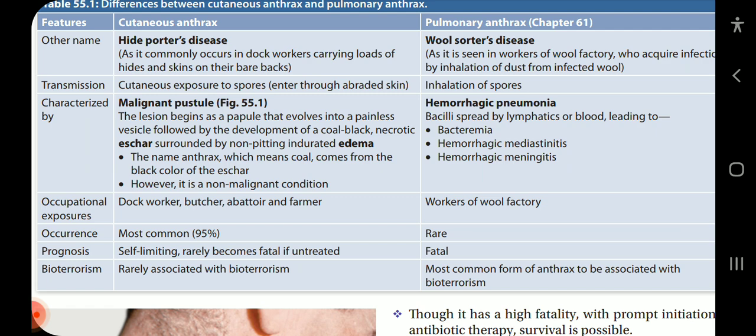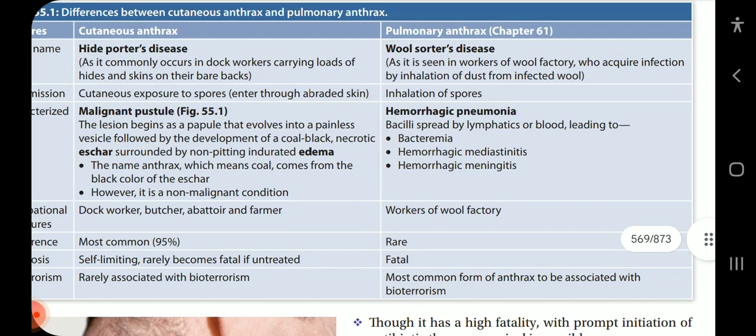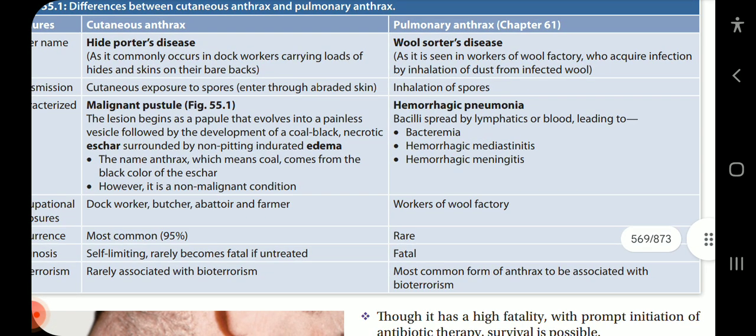Now coming on to pulmonary anthrax. It is called wool sorter's disease, as it is seen in workers of wool factories who acquire infection by inhalation of dust from infected wool. Transmission is by inhalation of spores. Characteristics are hemorrhagic pneumonia, with bacilli spreading by lymphatics or blood, leading to bacteremia, hemorrhagic mediastinitis, and hemorrhagic meningitis.